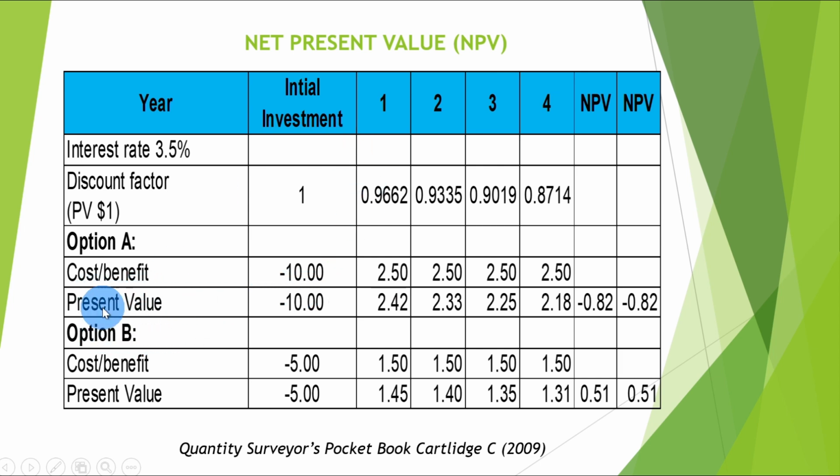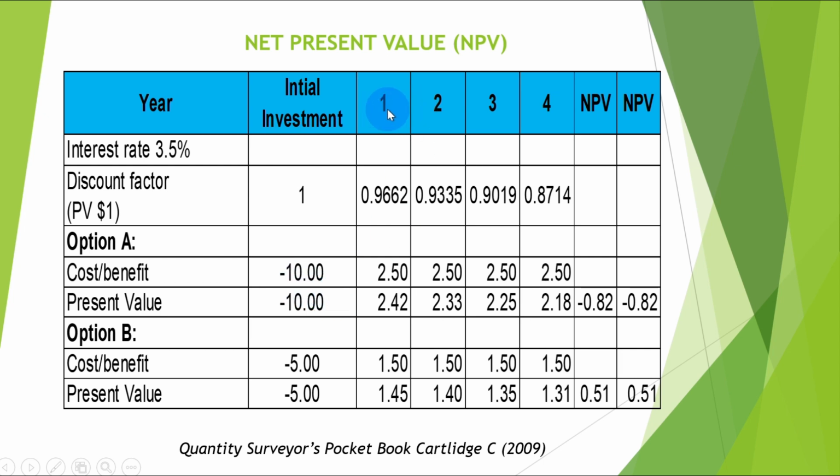And then for present value, we will use our discount factor to calculate the present value, and then we will sum to see whether the NPV is positive or negative. So here, for the initial investment, year 0 is the same, so the present value for 10 million is 10 million.